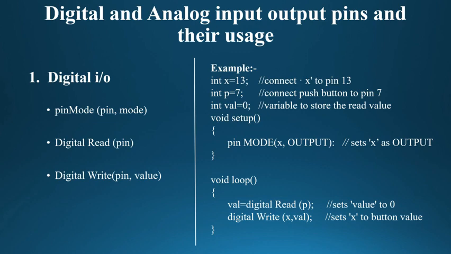Next one is void loop. Void loop is a loop statement, so it will be executed until the program gets terminated or the user terminates the program. In this loop, first we are using digitalRead of p. It means we are reading the value from pin number 7. It gives a result, so we store it inside a variable called val. Next we have to display that value, so we are using the method digitalWrite of x comma value. That is, we are sending the value to pin number 13.